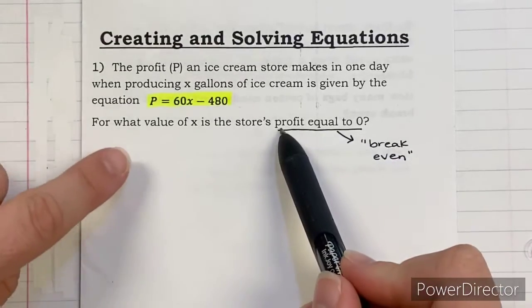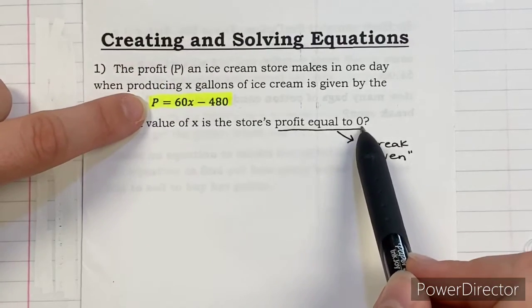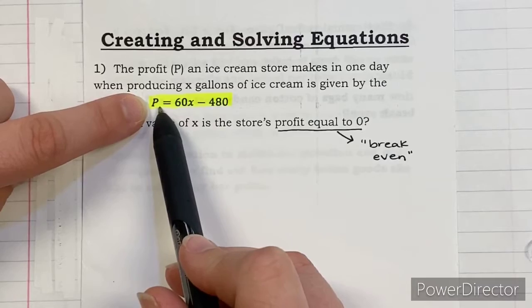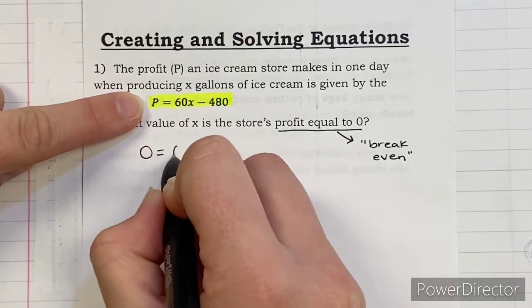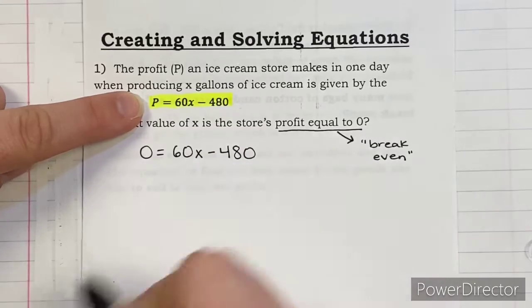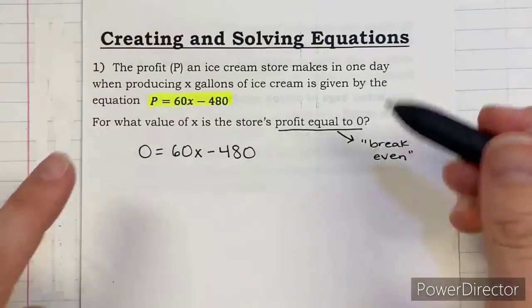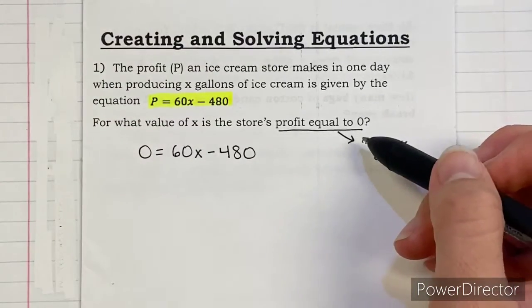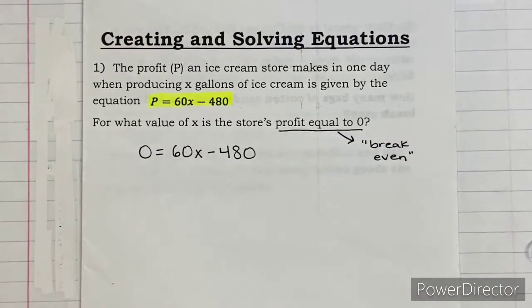So profit is our P value. They said that up here. So we're just going to take that 0 and substitute it in for P. So we have 0 is equal to 60x minus 480. So here's the equation. All we did was substitute in the profit is equal to 0. And now we would just solve this like normal. So I'm going to walk you through that.